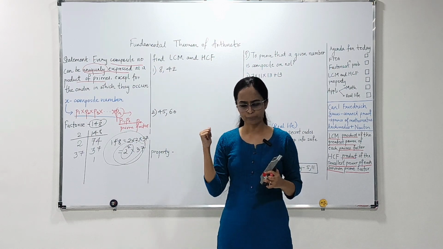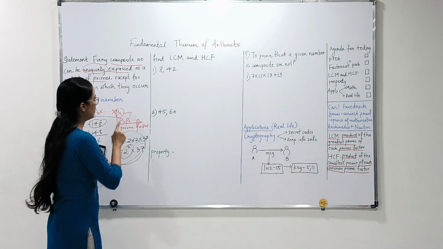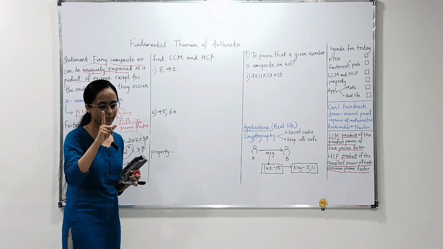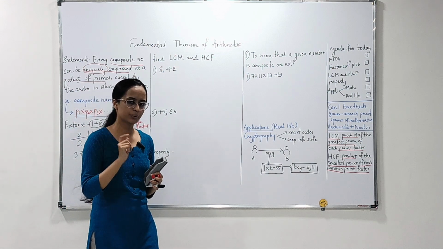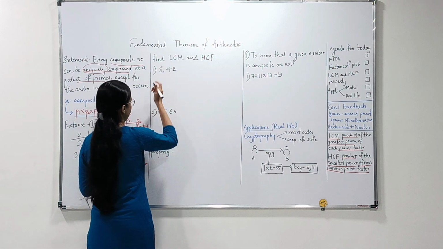You will understand it. I'll show it to you. I'll explain it to you. So we have two numbers, 8 and 42. The first step in LCM and HCF is to write the prime factorization. So let's start by writing the prime factorization.